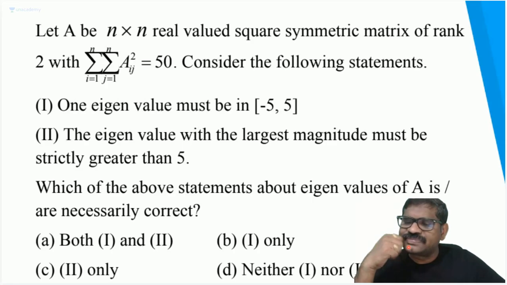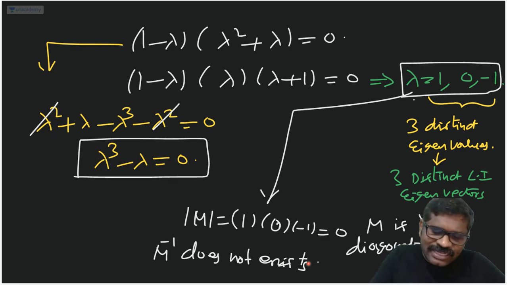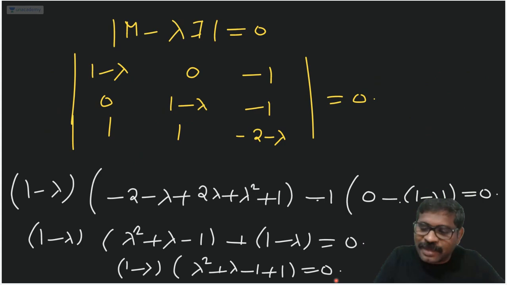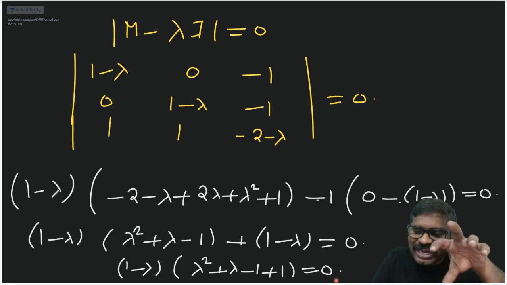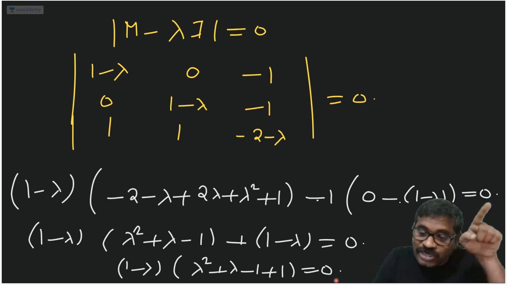Inverse does not exist. Inverse of what does not exist? Of matrix M, not of the modal matrix. The determinant value of the original matrix is 0. It doesn't mean that the modal matrix's determinant is 0. The modal matrix is formed by eigenvectors. That is not 0. The determinant value of the modal matrix is not 0. The determinant value of the original matrix is 0.